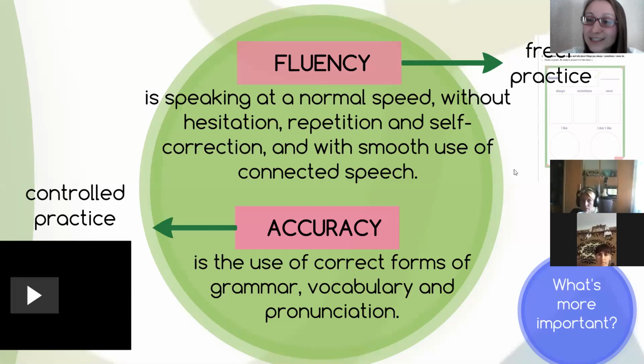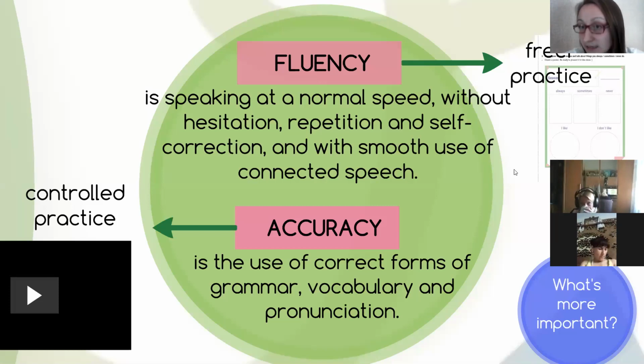And accuracy is something different. It's the opposite. It's how well we can use the correct forms of grammar, vocabulary, and pronunciation. So accuracy is the knowledge of language, while fluency is the use of language. While teaching speaking, we should pay attention to both of these things to develop speaking. For example, there is such a belief that fluent students are not that accurate, and vice versa. Accurate students are not that fluent.